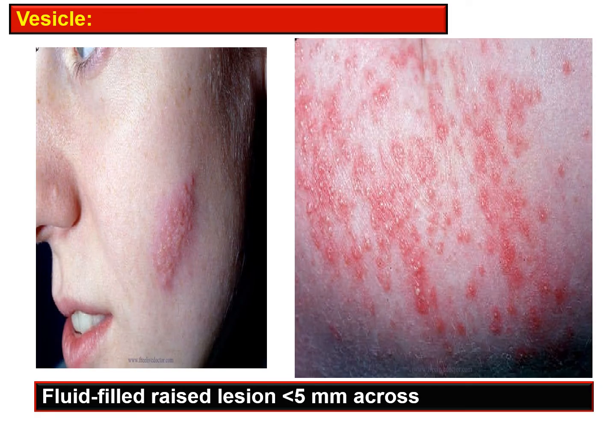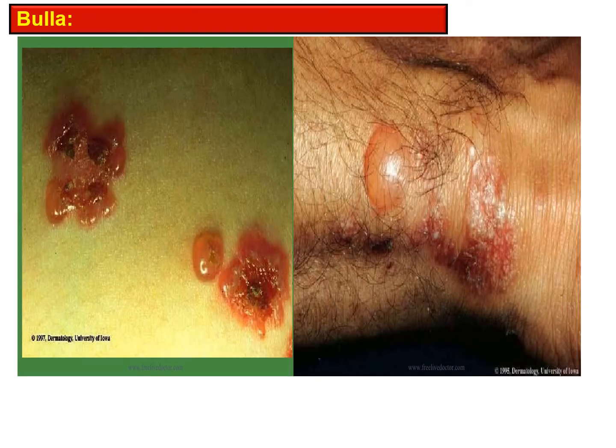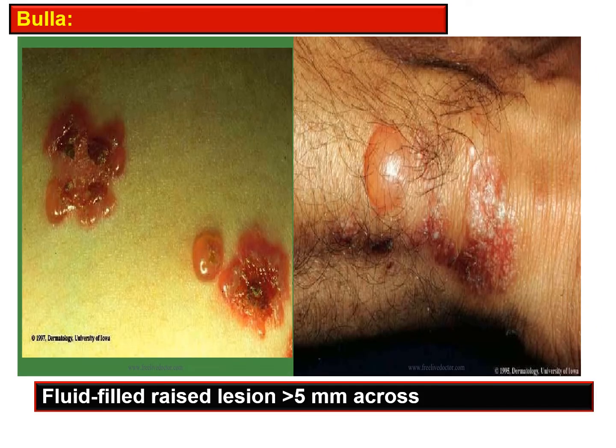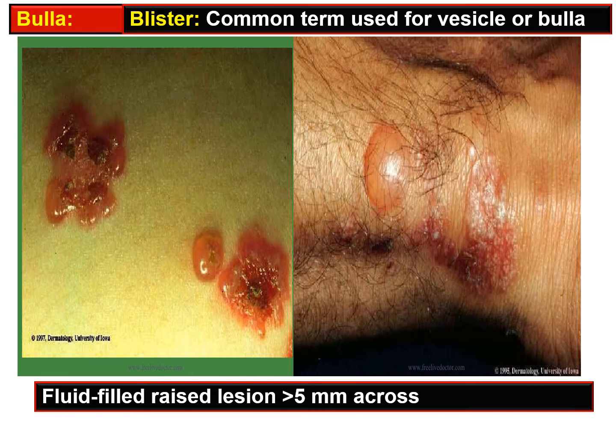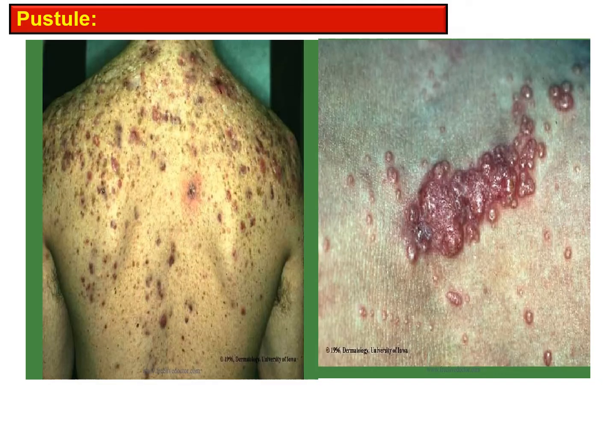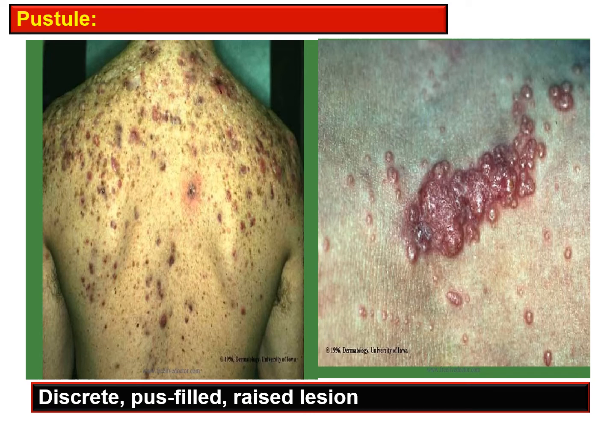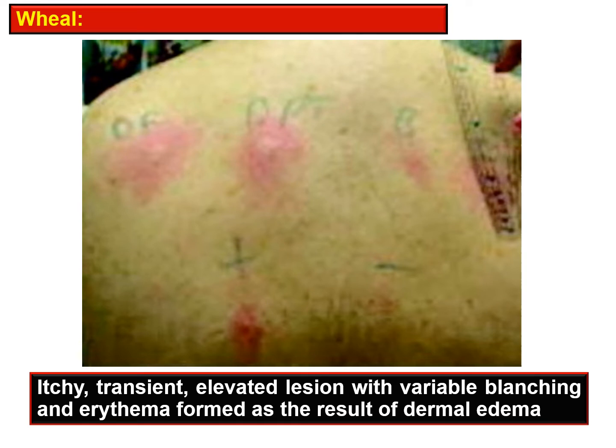The vesicle is a fluid-filled raised lesion that is less than 5 millimeter across. Then there is another term, bulla, and it is a fluid-filled raised lesion more than 5 millimeter across. Another term, blister, is commonly used for vesicle or bulla. Pustules are discrete pus-filled raised lesions. Wheals are itchy, transient, elevated lesions with variable blanching and erythema formed as a result of dermal edema.